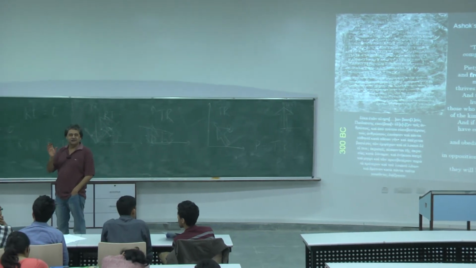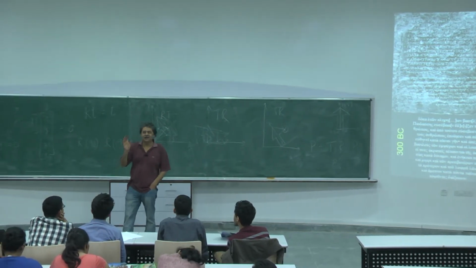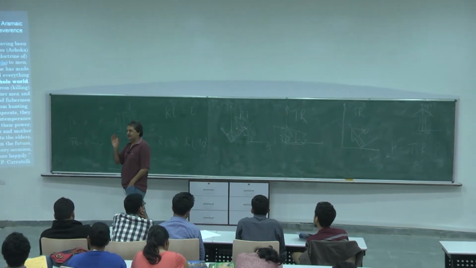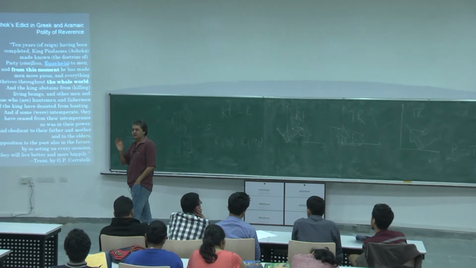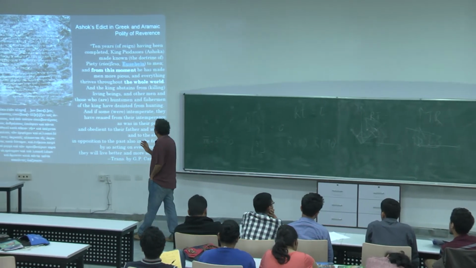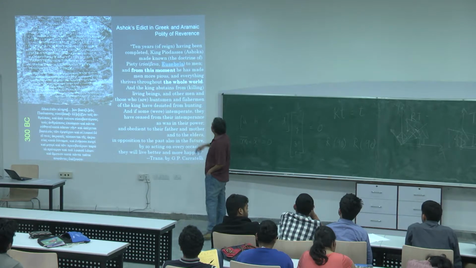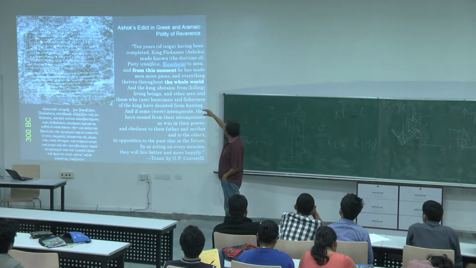And there is a person called Plato whose name you have heard. He has a book on just this, what is Eusebia. The entire book is there on what is Eusebia. It's called Euthyphro, the book. And to men, from this movement, he has made men more pious, and everything thrives throughout the whole world.